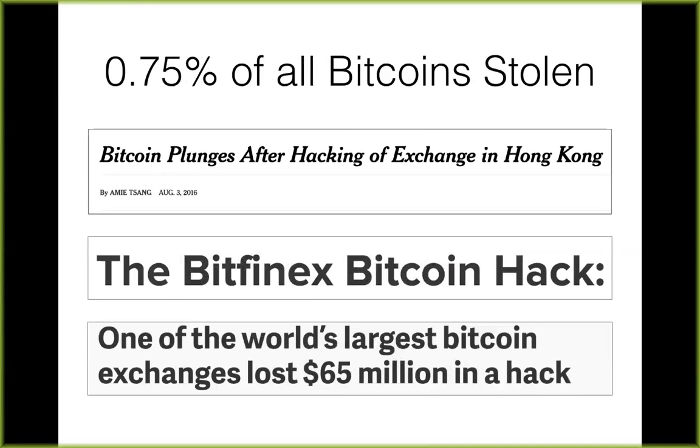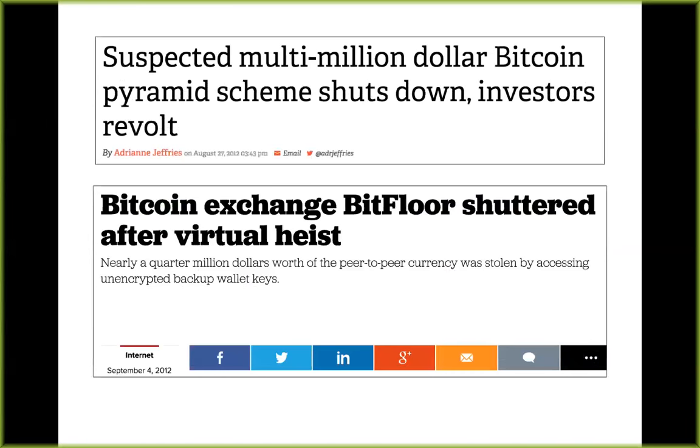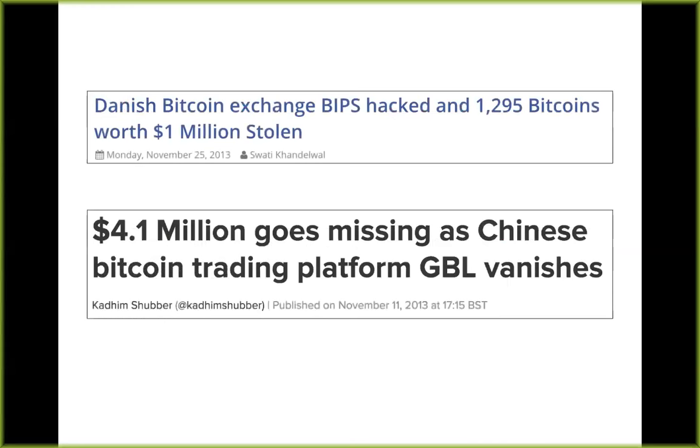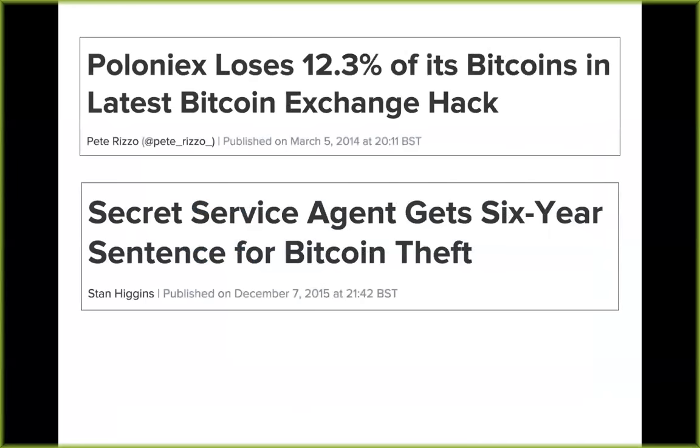Bye. Anyway, this was almost 1% stolen in Hong Kong. Bitfinex getting hacked for 65 million, 5 million at Bitstamp. Bitcoin hacked here. A pyramid scheme shut down. Another heist. Cryptsy hacked. This one hacked. That one hacked. The Danish one went down. The Chinese one went down. Here's all the heists before 2014. These are where people were buying their coins, and they're all just getting stolen or lost or just destroyed. That's a good, clean, fun one here. Then finally, they busted Silk Road. So the US government impounded the Bitcoins, and the FBI agents and Secret Service agents started stealing the Bitcoins for themselves, until two of them got long prison terms for stealing the Bitcoins.